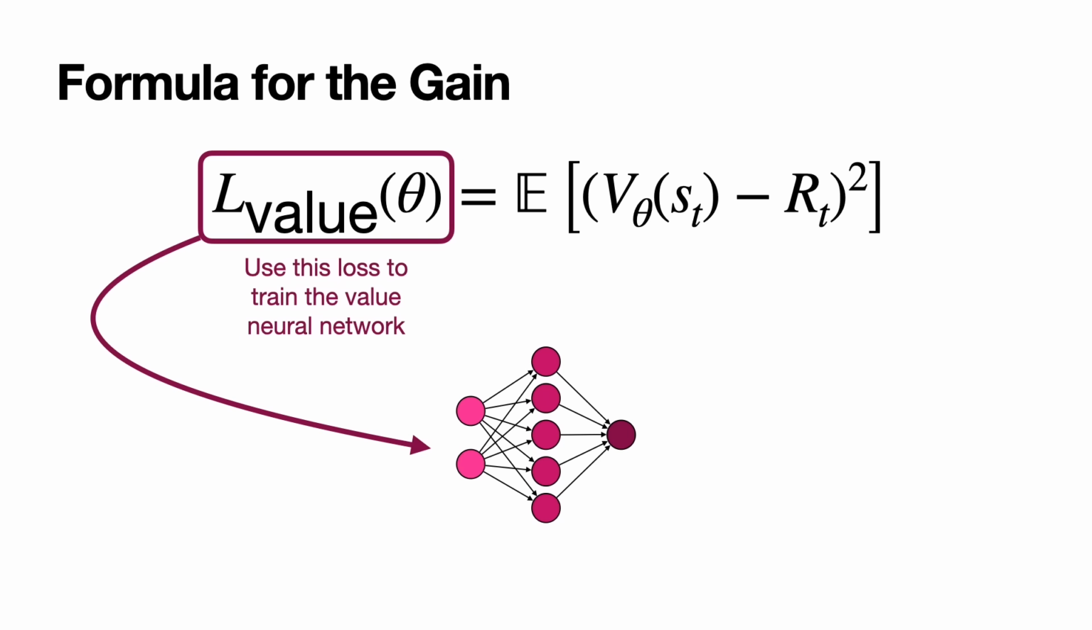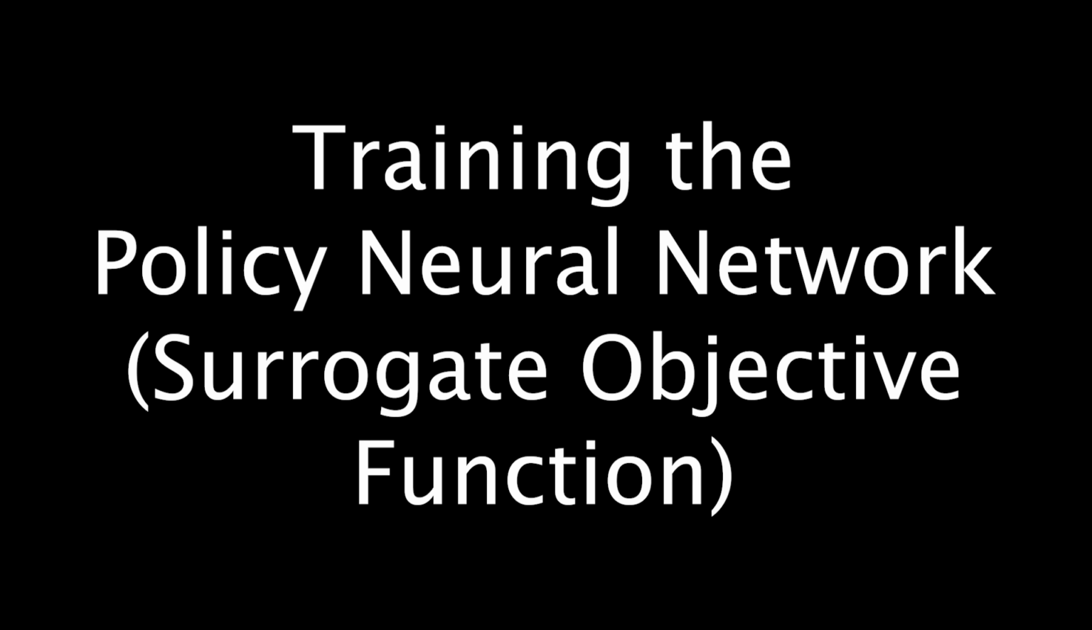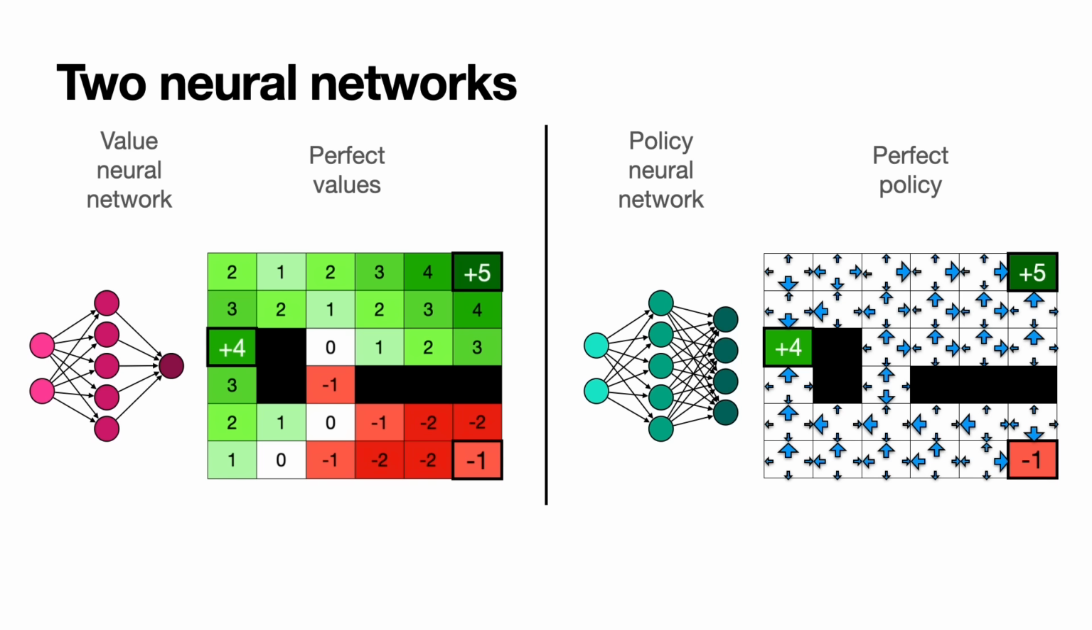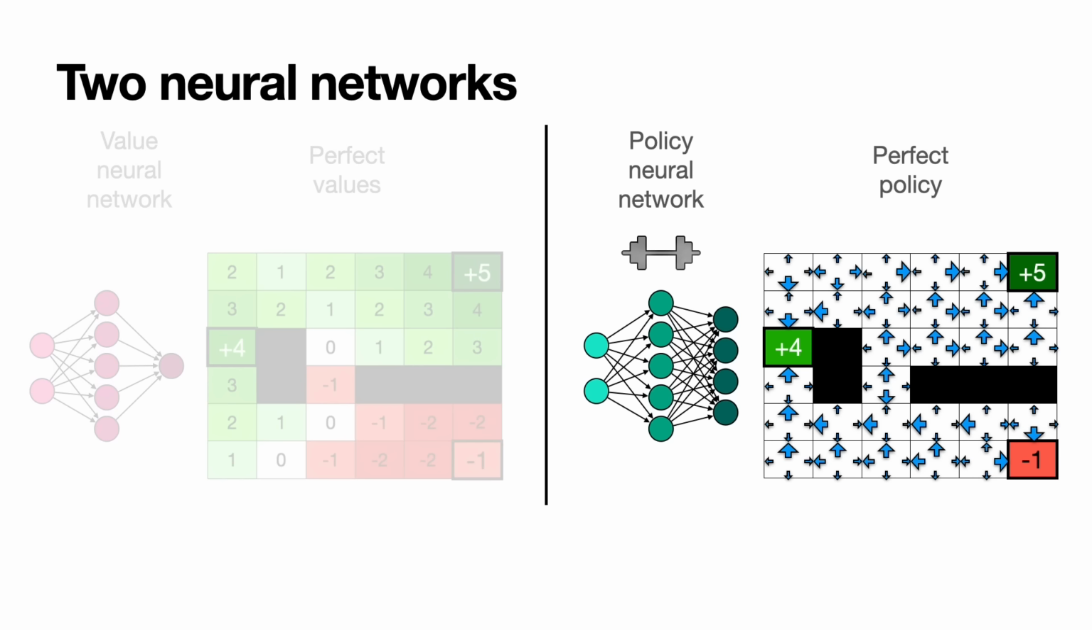Now let me show you how to train the policy neural network. So recall that we have two neural networks, the value neural network and the policy neural network. And I already told you how to train the value neural network, so now I'm going to tell you how to train the policy neural network. It's a similar idea, but a little more complicated.